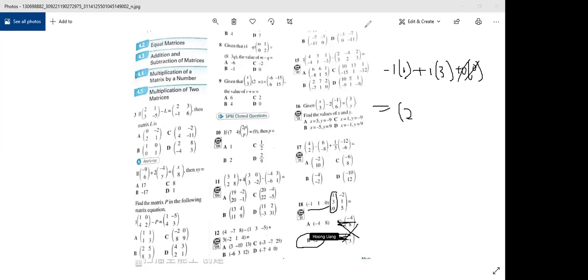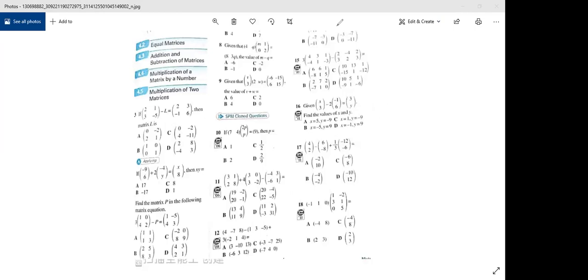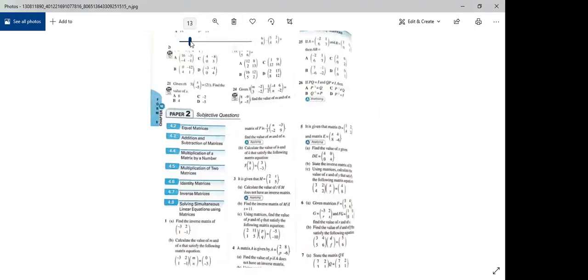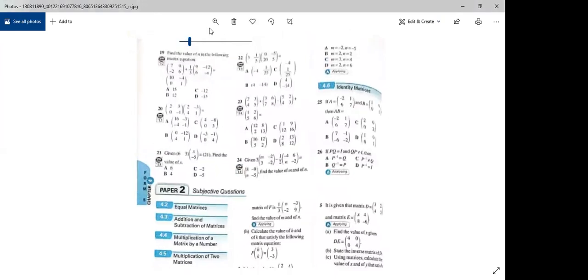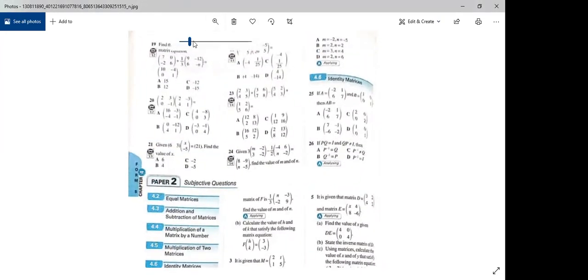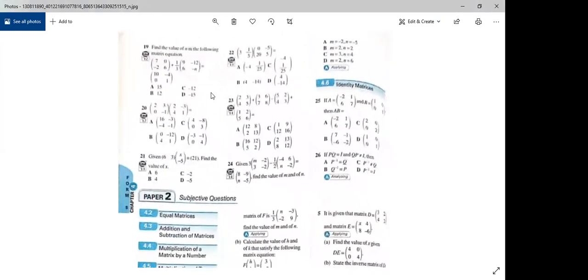Just eliminate the wrong options and then get the answer. So we go through the next page. These two, the others, don't be lazy. Just try more, so you can score. The marks will be in your hand if you do more of this type of question.